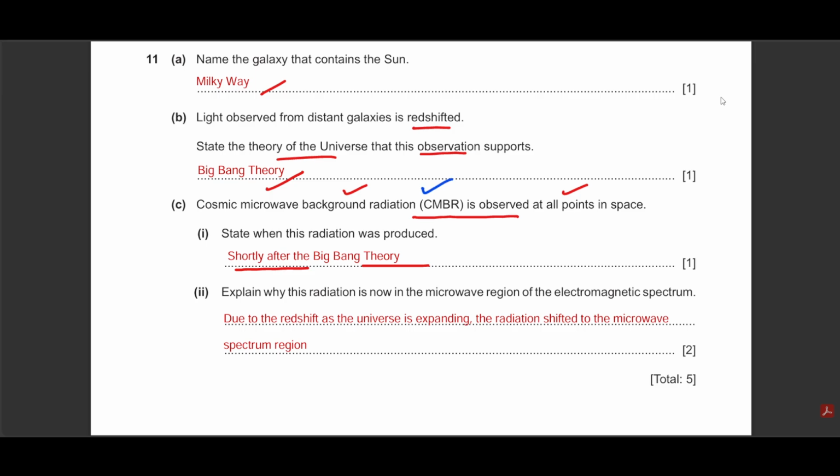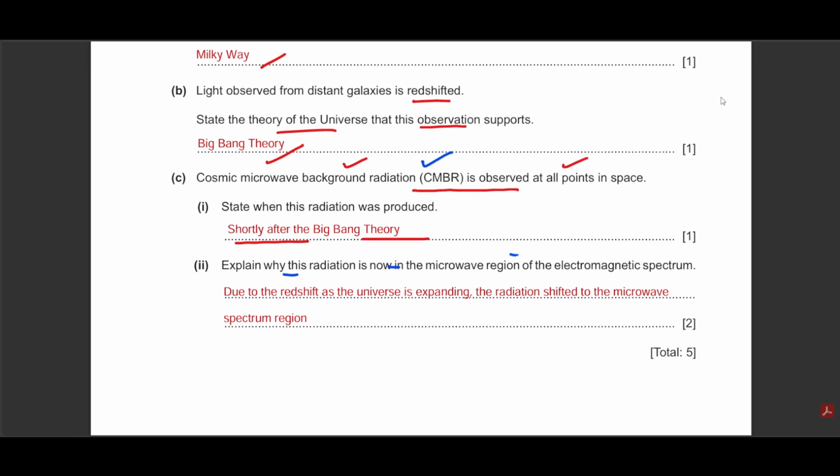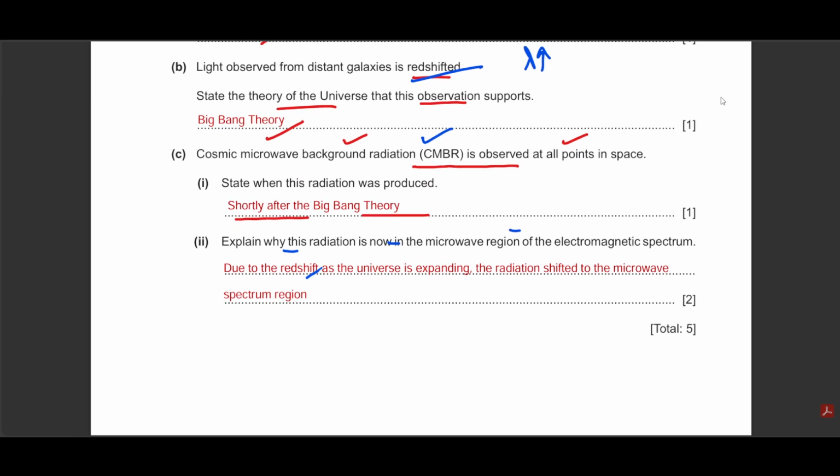So if we can detect this cosmic microwave background radiation, we can most definitely say how old our universe is. Explain why this radiation is now in the microwave region. Again, it was not at the beginning, but now it is, because everything is moving away from each other. If everything is moving away, it will be redshifted, which means that the wavelength of those waves that we were expecting to see starts increasing. So due to redshift, as the universe is expanding, the radiation shifted to the microwave region of the spectrum, from gamma up to radio, it is moving towards the microwave region. That is all for today.